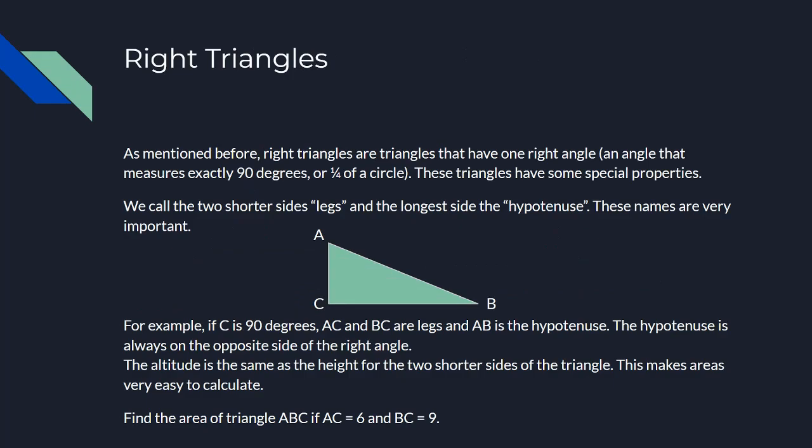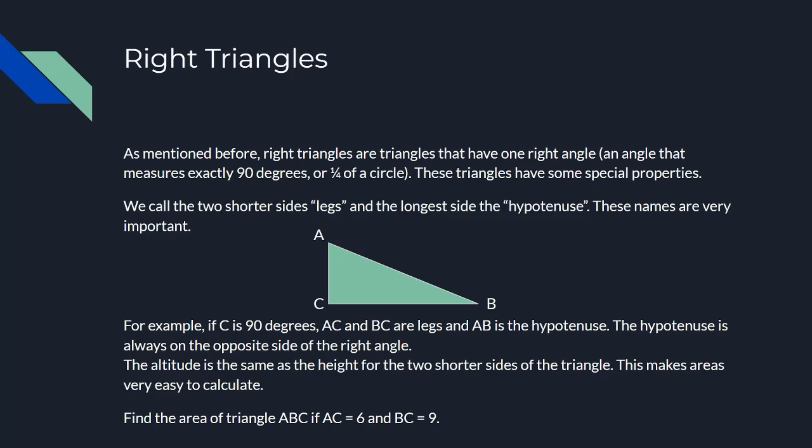As mentioned before, right triangles are triangles that have one right angle, and this is just an angle that measures exactly 90 degrees, or 1/4 of a circle. So we didn't really go over this last time, but these triangles have some very special properties. First of all, we call the two shorter sides legs, and the longest side the hypotenuse. So if you didn't already know these names, you should probably jot them down because they're very important. So for example, if C is 90 degrees, AC and BC are legs, and AB is the hypotenuse. The hypotenuse is always on the opposite side of the right angle.